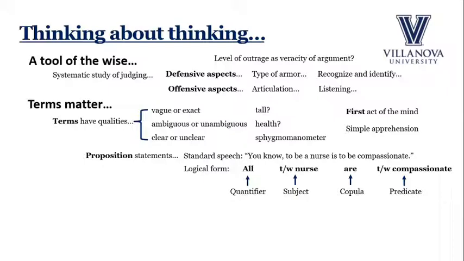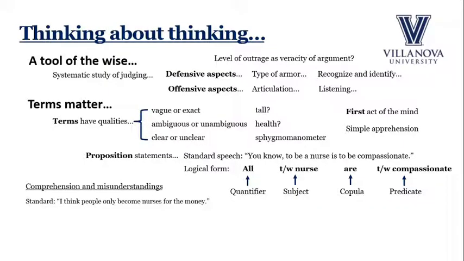So we have a quantifier, a subject, a copula, and the predicate. And that puts us into a proposition. This is the second act of the mind. So what we're going to do now is look at a few things, hopefully, that might help clear it up.